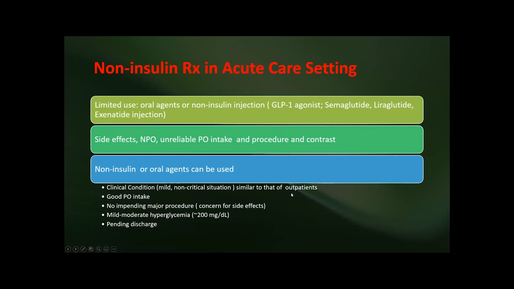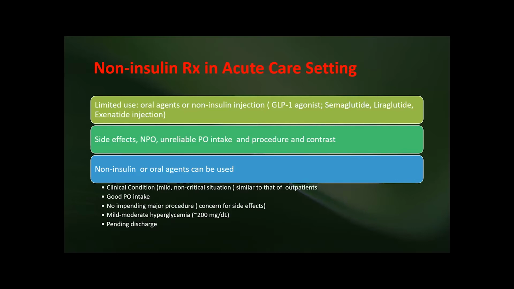So you can ask me, can I use an oral agent in most of my patients? Yes, you can. But the role is quite limited in the acute care setting, especially if the patient is sick enough to come to the hospital. So there are a few things you can use. There are some oral agents, and then there are some non-insulin injections, which we call the GLP-1 agonists.